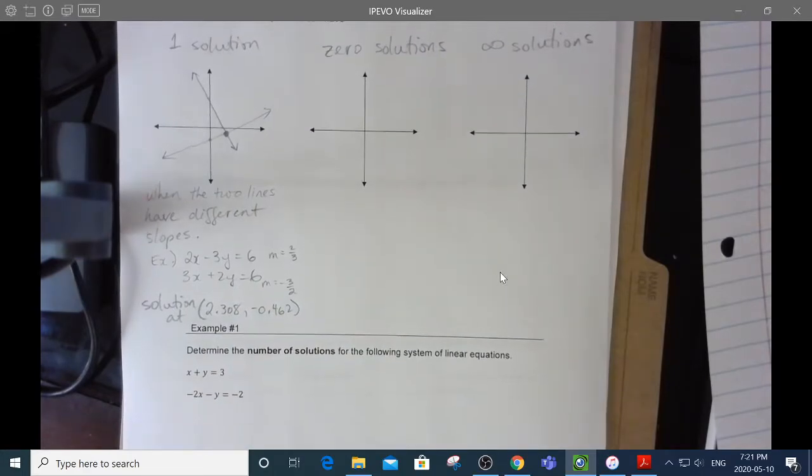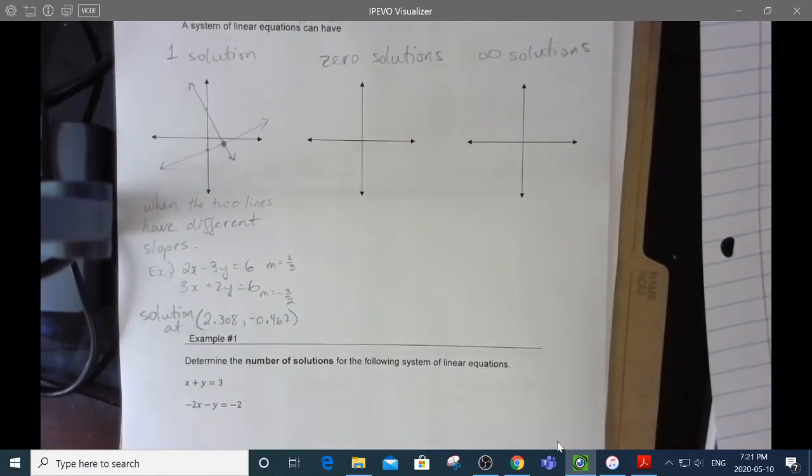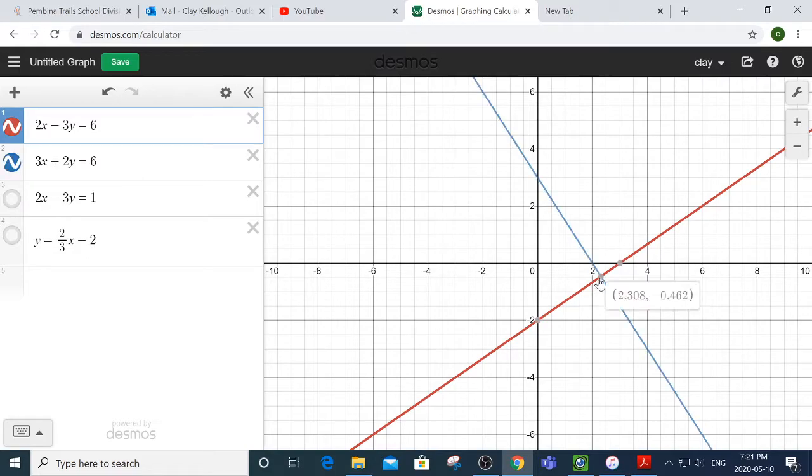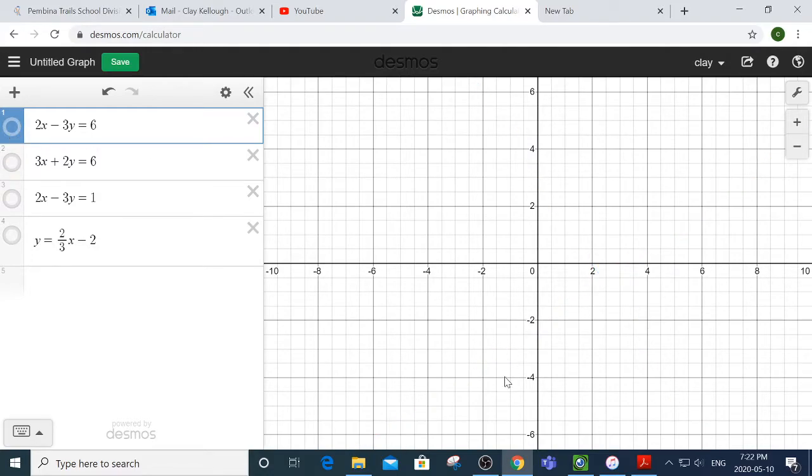You know what? Let's double check it. I actually ran these through Desmos just to make sure I was going to do this right. So there's the first equation. Yeah, that's pretty close to what I sketched. And there's the second equation. And yep, there we go. They meet at 2.308 and negative 0.462. Just what I got. Awesome. Okay. Let's go back to our notes.